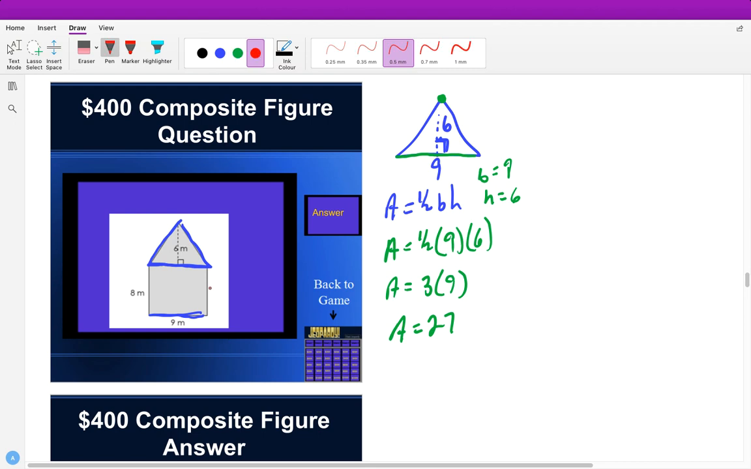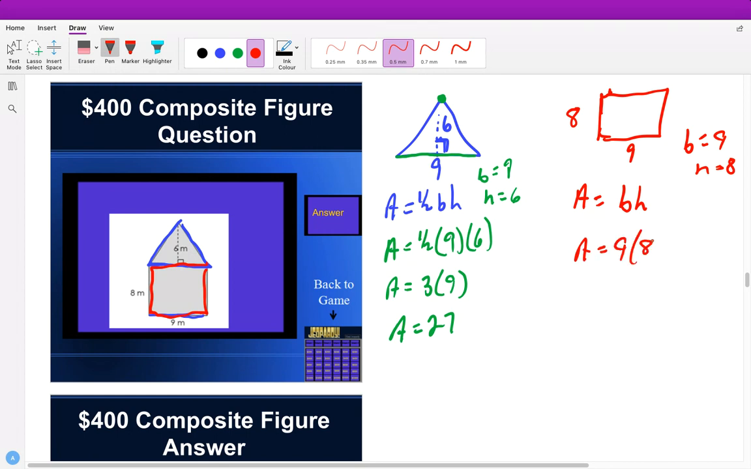Right? Then the other shape that I see here is this rectangle that I'm going to now draw in red. So I will draw this over here. We have 9 and we have 8. So our area is equal to base times height. Well, my base is 9, my height is equal to 8. So our area is equal to 9 times 8. Our area is then equal to 72 meters squared, and this is 27 meters squared.